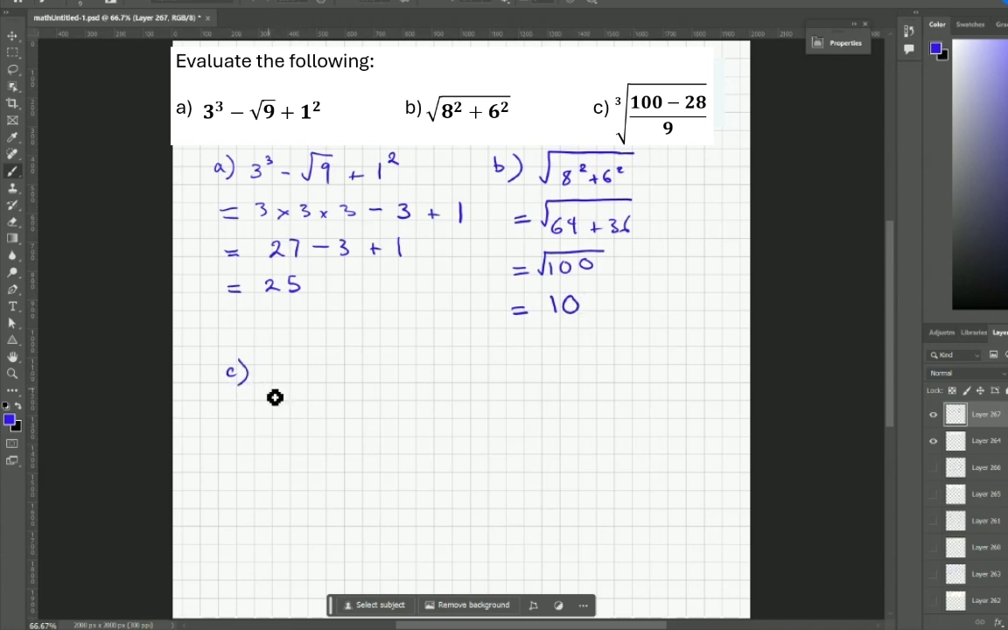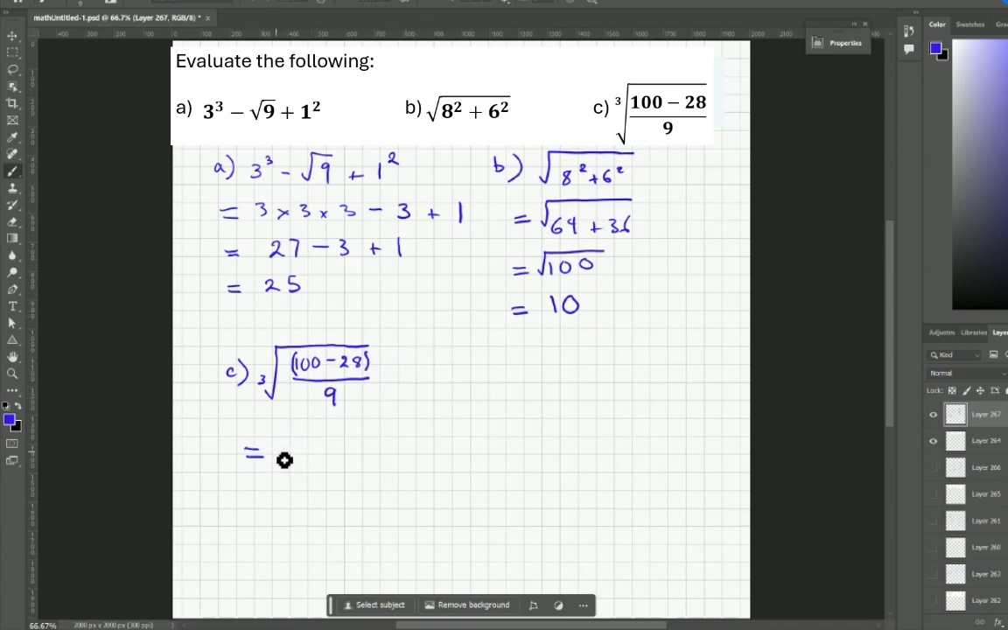Alright, let's look at C. We have the cube root of 100 minus 28 divided by 9. Now whenever we have a situation like this, we have to resolve everything inside first. These numbers have to be resolved before we can divide by 9 and work out what that's going to be.